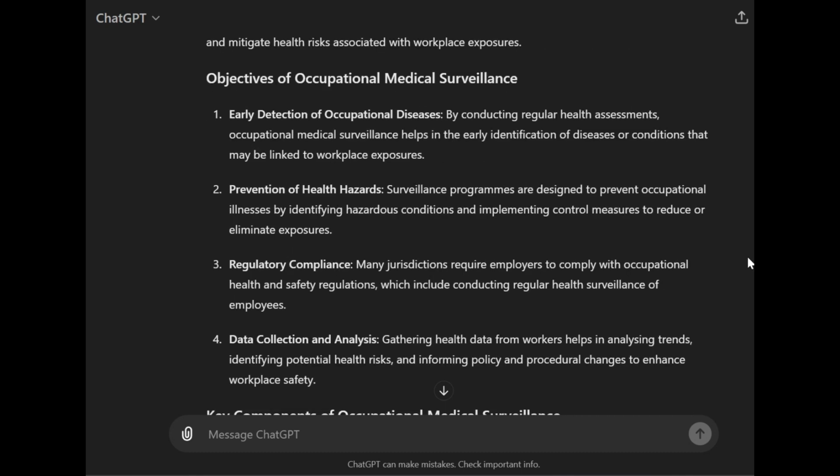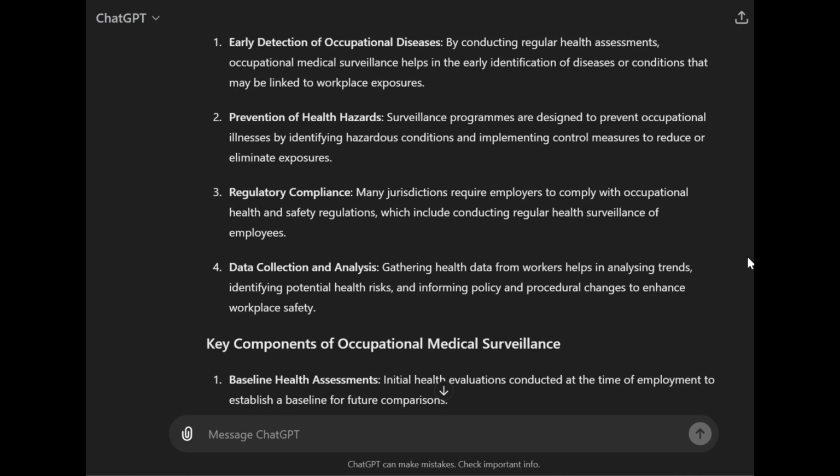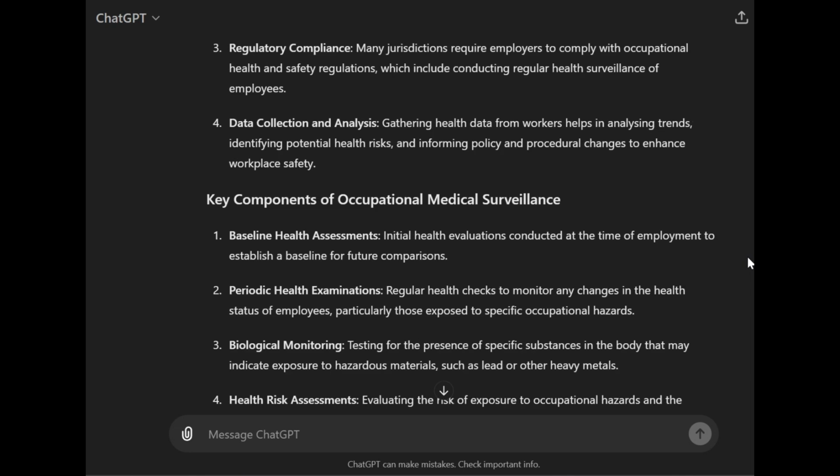3. Regulatory compliance. Many jurisdictions require employers to comply with occupational health and safety regulations, which include conducting regular health surveillance of employees. 4. Data collection and analysis. Gathering health data from workers helps in analyzing trends, identifying potential health risks, and informing policy and procedural changes to enhance workplace safety. Key components of occupational medical surveillance.